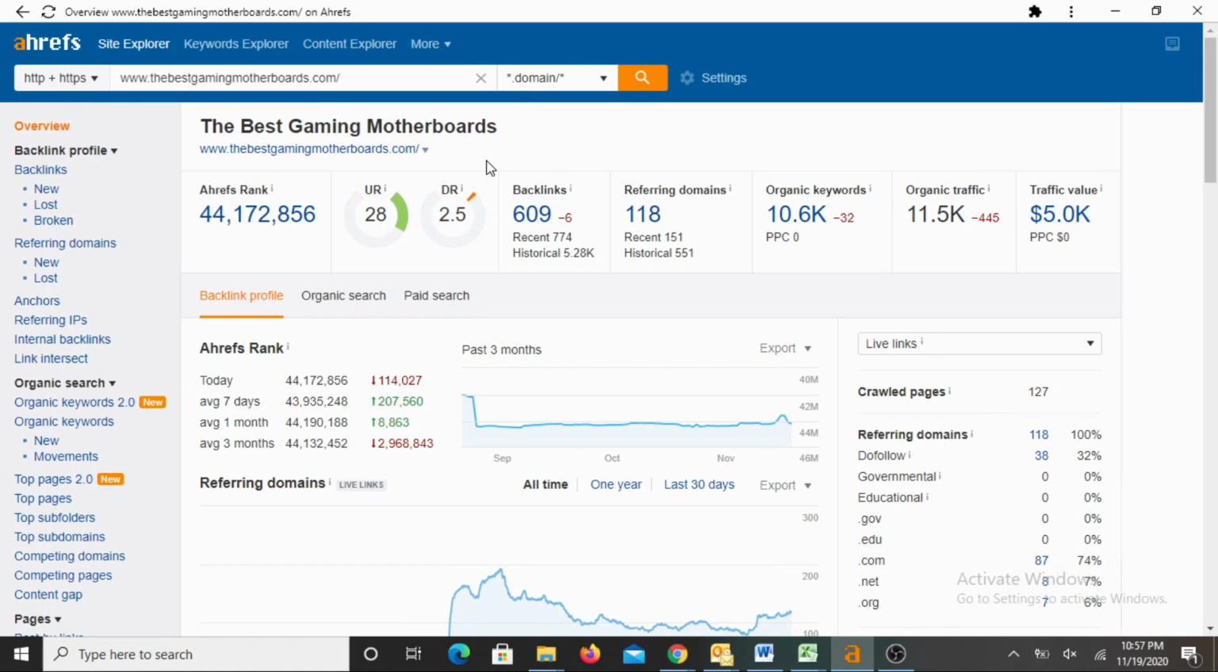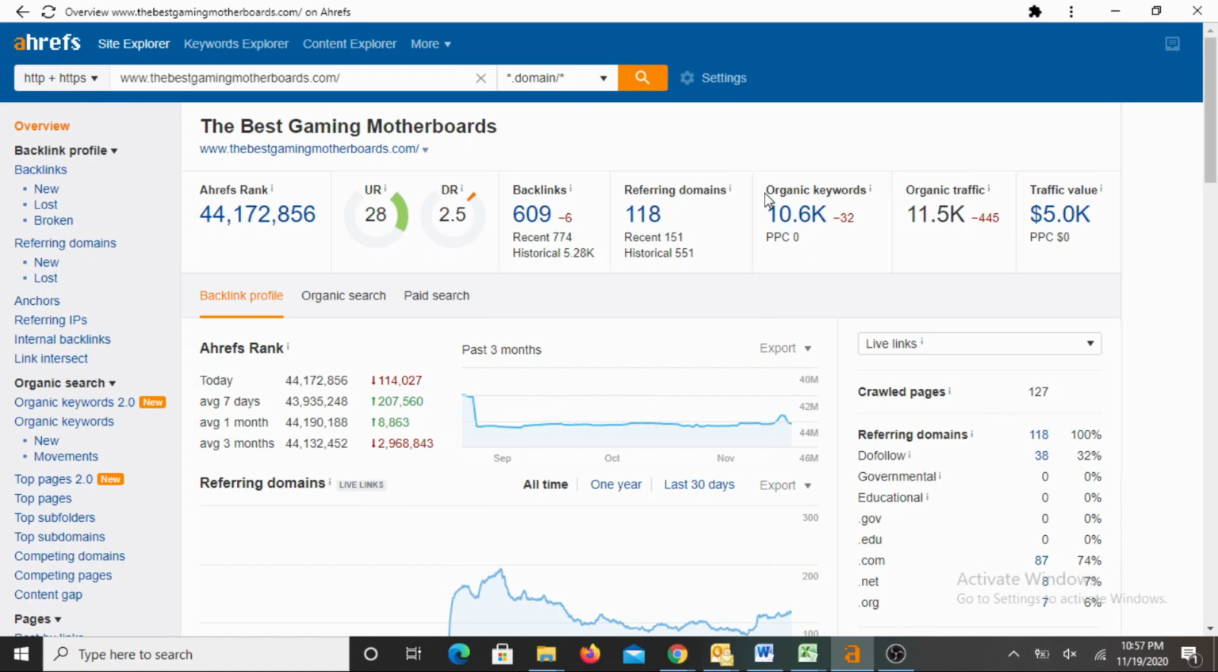So if any low DR site is ranking well, performing well, it is basically because of the quality of the content, primarily because of the quality of the content. That gives you enough confidence and conviction that if you can produce high quality content, you can also make your site successful. Now DR is 2.5, very low, very good, attractive.